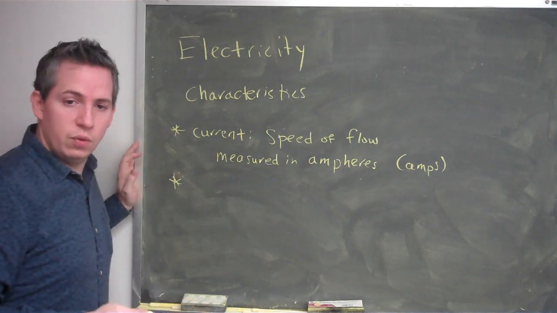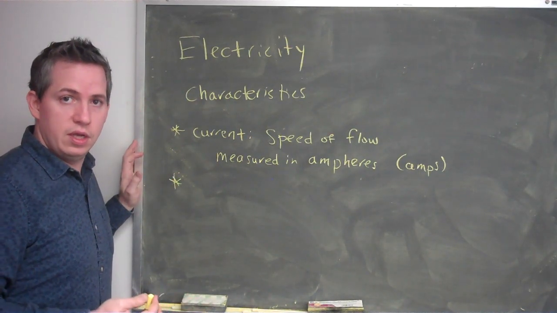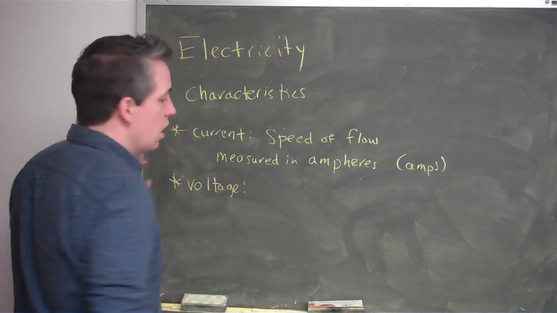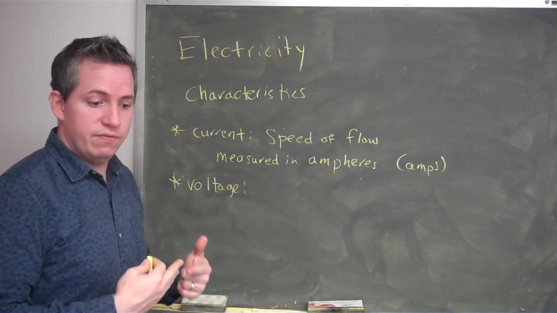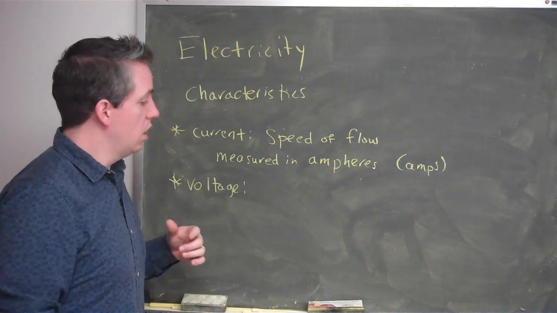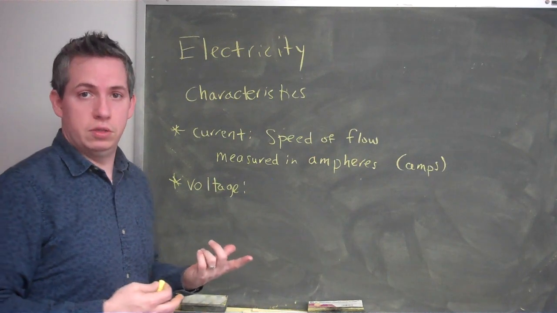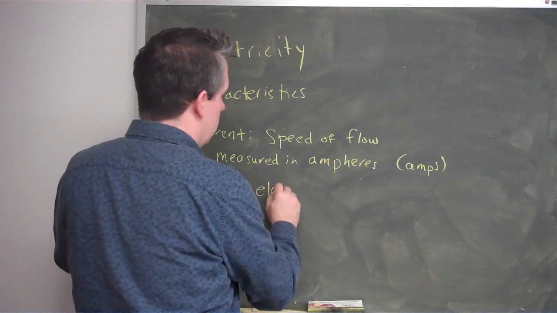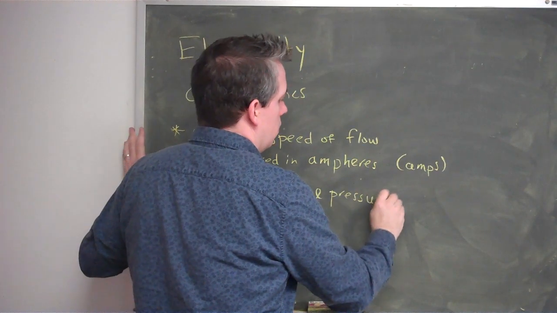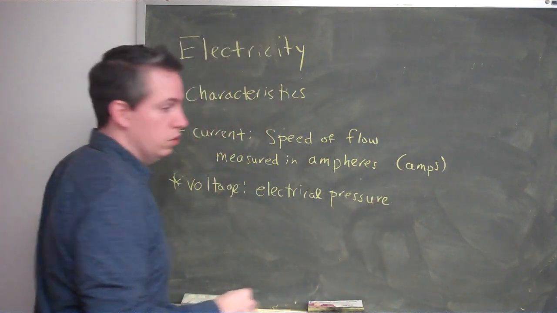The second thing that we can characterize with a number is voltage. Voltage is kind of like the difference between the number of electrons on one side and the number of electrons on the other side. We almost think about it as like the pressure, electrical pressure. And that's measured in volts.